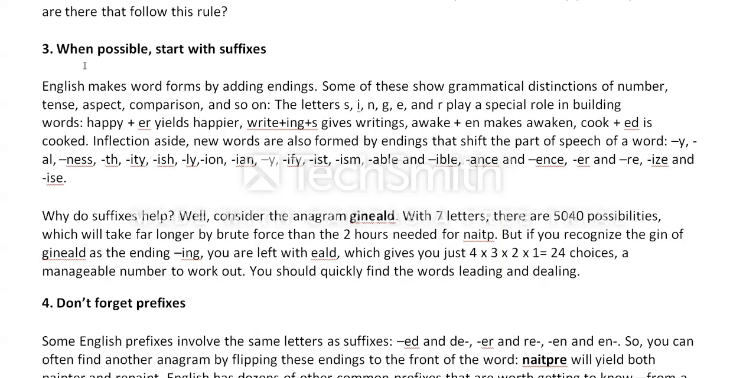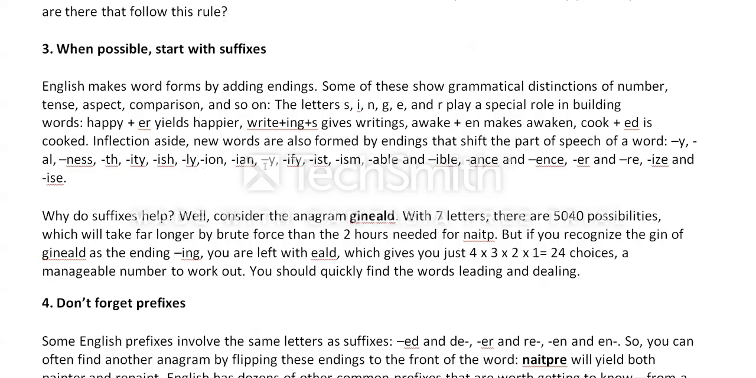Rule number 3 is a very important one: when possible, start with suffixes. We've got a whole heap of suffixes here that you should familiarize yourself with. A suffix is the end of a word that often changes the part of speech. By adding L-Y, you would make a word an adverb. N-E-S-S would be a noun. S-H-U-N, I-O-N, is a good one, that's usually a noun. I-F-Y would be a verb. I-S-T and I-S-M are usually nouns. I-S-E would be a verb.